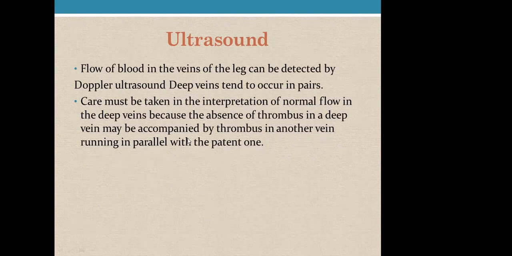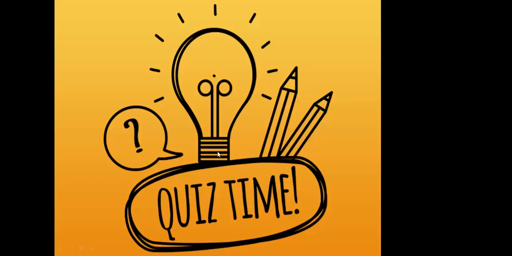We must look at both veins of the pair. If we couldn't see the thrombus in one, we should check the other.